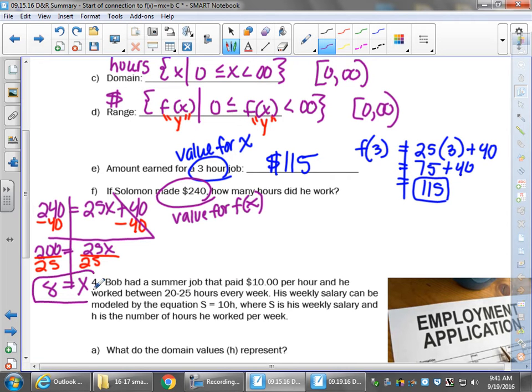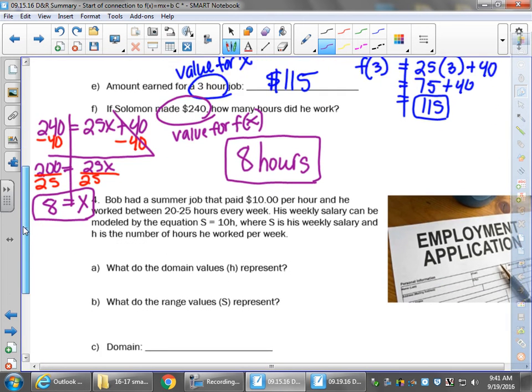Which part are you looking at? X. Yep, 25X. I got 8 hours. Who else got 8 hours? Fantastic. Good job. Go ahead and start number 4. Bob had a summer job.